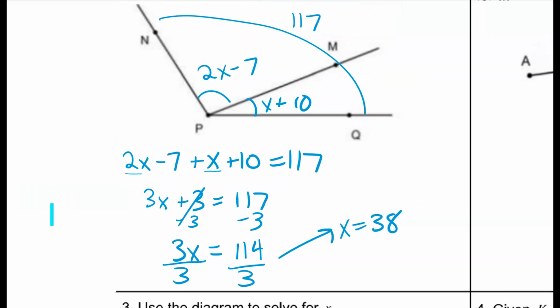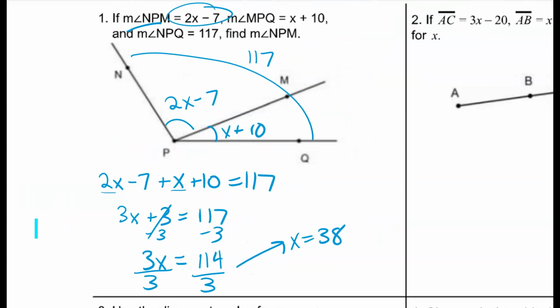Now, that's not my answer, because remember, we were looking for NPM. So I need to take that 2x minus 7 and substitute that 38 back in for x and see what my numerical answer is. So when I do that, I get 69 for angle NPM.